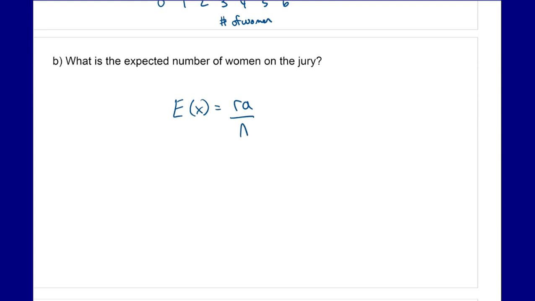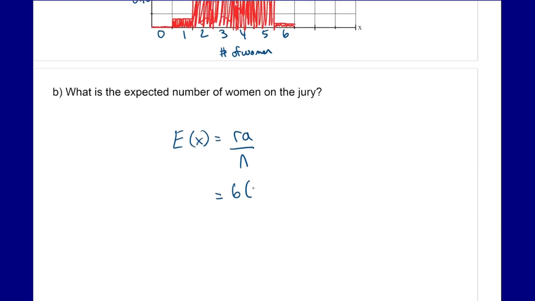So R times A divided by N: the number of trials in this case was 6, multiplied by the number of women that we could choose from, which was 10, divided by the total number of people, which was 18. We get 3.3 women. So we would expect that if we were selecting a group of 6 jury members, we would expect 3.3 women to be on that jury. Again, obviously the decimal doesn't quite make sense, but when we're looking at a weighted average, the decimal is okay.